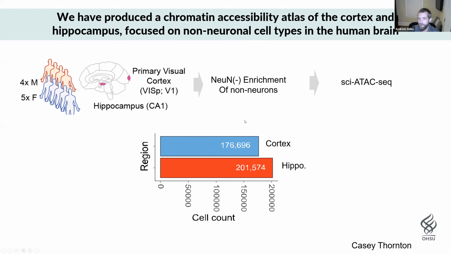And we actually performed NeuN negative enrichment. So our goal for this project was actually to focus on the non-neuronal cell populations, because so much is done to focus on the neuronal populations. We wanted to give glial cells some attention. In total, we produced almost 400,000 single-cell ATAC-seq libraries.